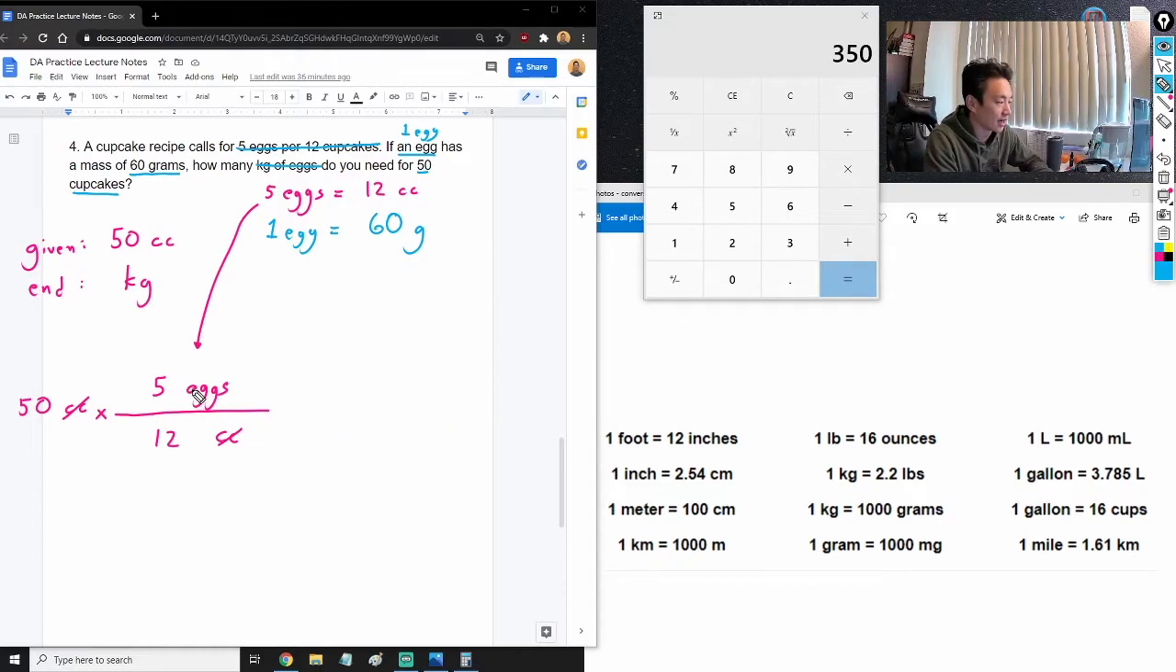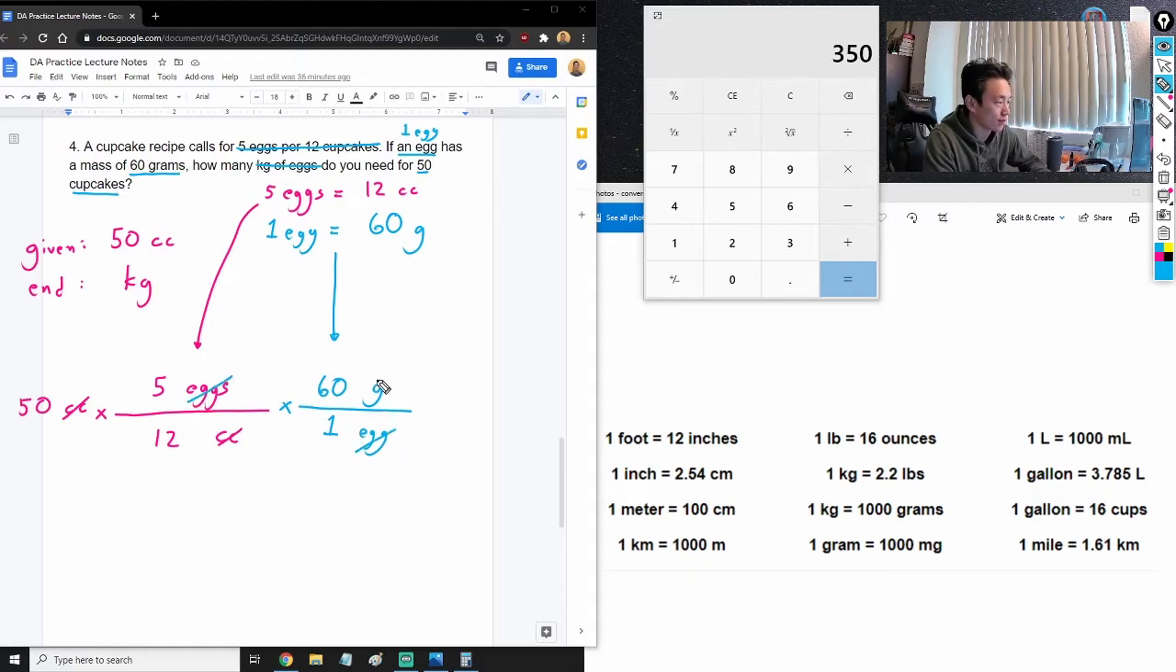Now I have eggs, but I don't want eggs, I want kilograms. So the only equation that we have for eggs is this one right here. So we're going to set up another fraction. Now I have eggs on the top, so I'm going to put eggs on the bottom, and the number next to eggs is 1, so 1 egg is equal to 60 grams. So I'm going to put 60 on the top. And then we can cancel out the eggs.